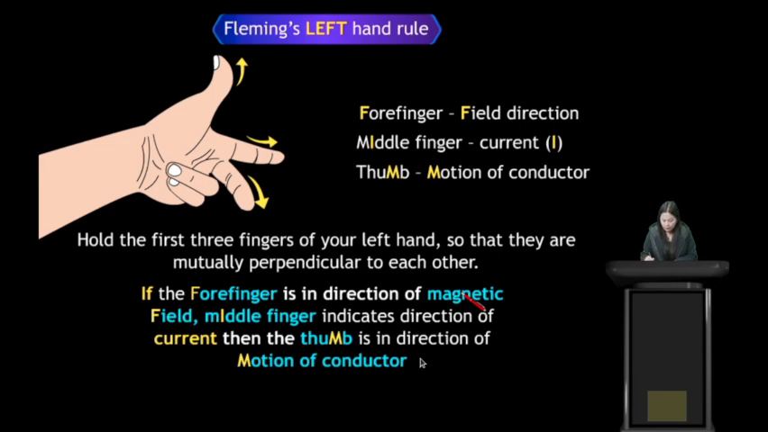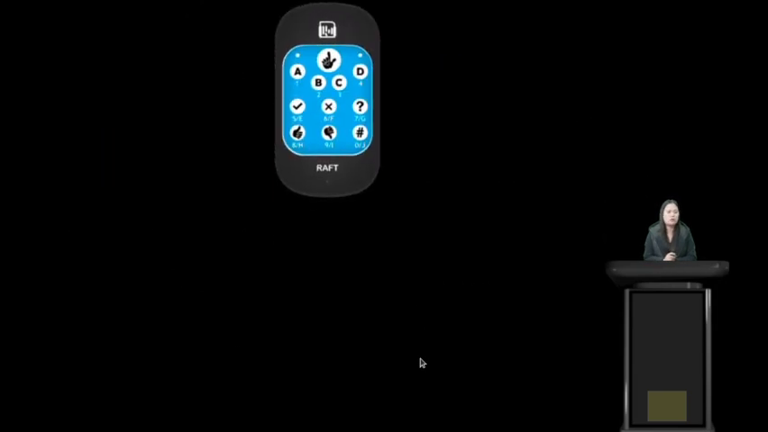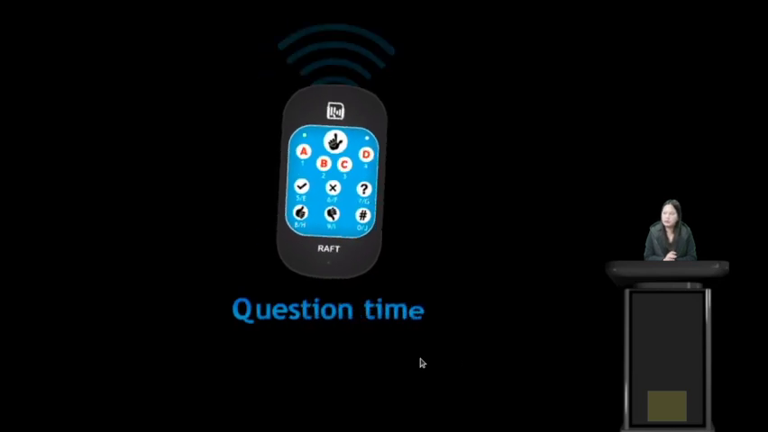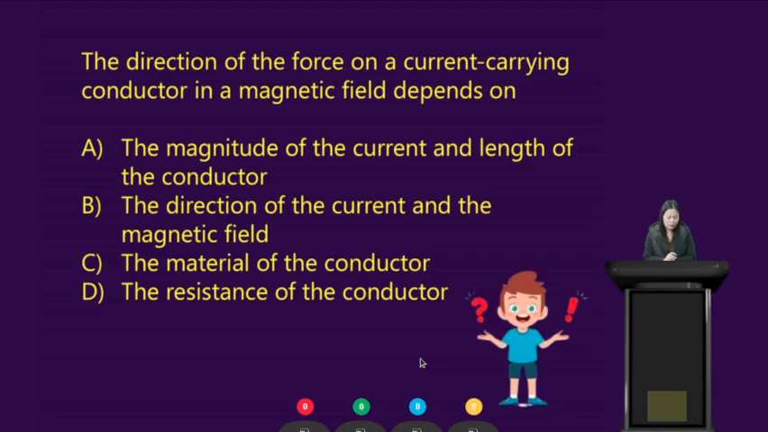All right, students. So we have the first question for today. Please get your rough devices ready. The question is, the direction of the force on a current carrying conductor in a magnetic field depends on which of the following? I'm giving you 20 seconds for this question. Your time starts now. The direction of the force on a current carrying conductor in a magnetic field depends on option A, the magnitude of the current and length of the conductor. Option B, the direction of the current and direction of magnetic field. Option C, the material of the conductor.